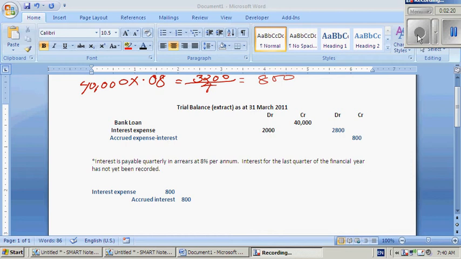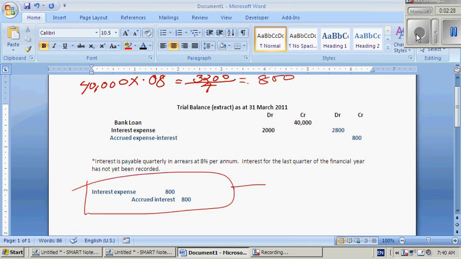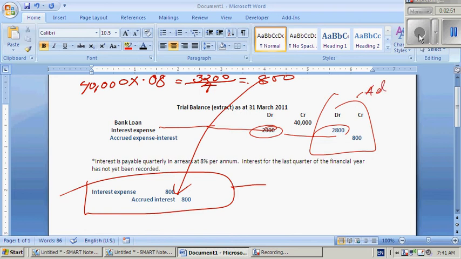So actually in accruals, you can do the journal first. The journal we know already: expense debit, accrued expense credit. So $800 will be here. So now you just increase the interest expense, which is $2,000 in trial balance. So you put just 2,800 in adjusted trial balance. So in adjusted trial balance, your interest expense has increased, and you got a new liability, which is $800.